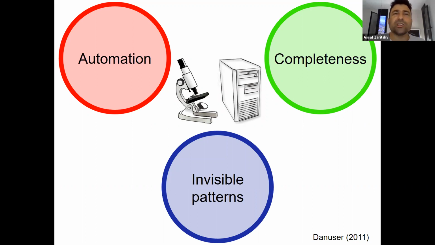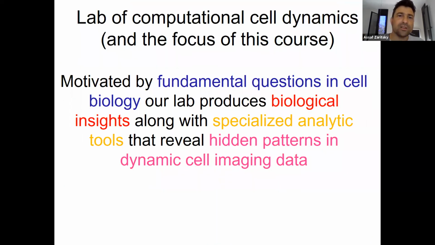So automation and completeness: in principle, if you had infinitely cheap manpower, you would be able to do it. And finding the invisible patterns, this is the data exploration. This is the real data science in the field, trying to really understand what the patterns are that are involved. So this is what I wrote on my lab website, but it's also relevant for the course.